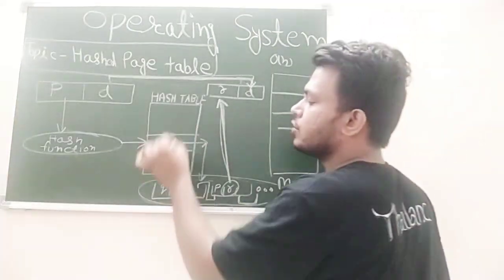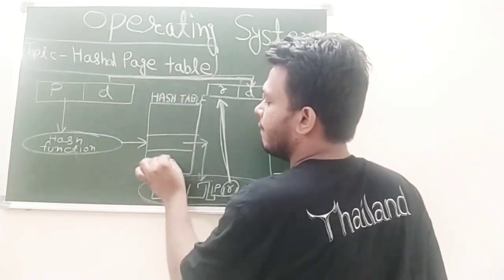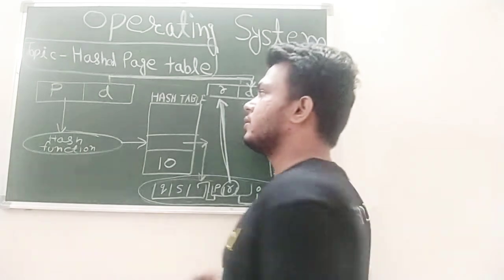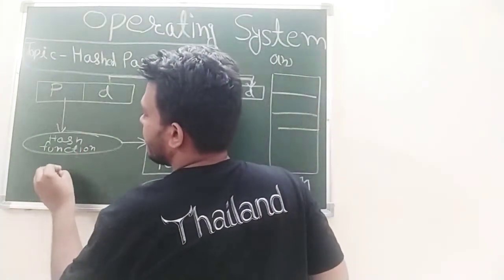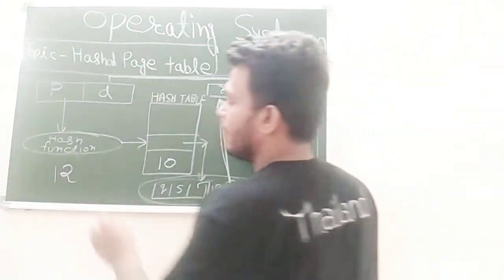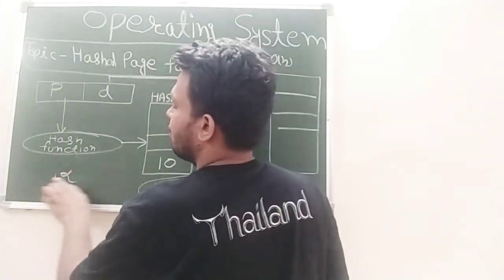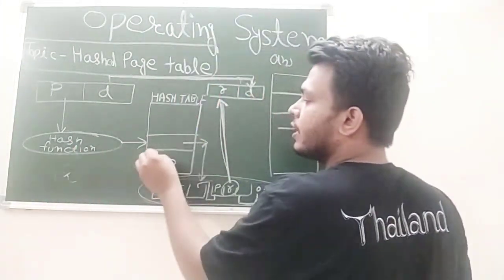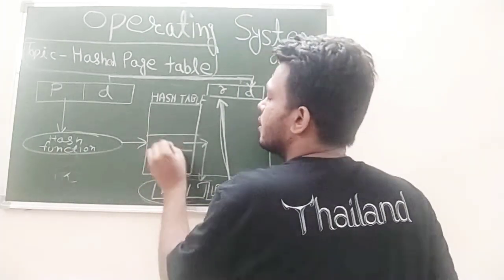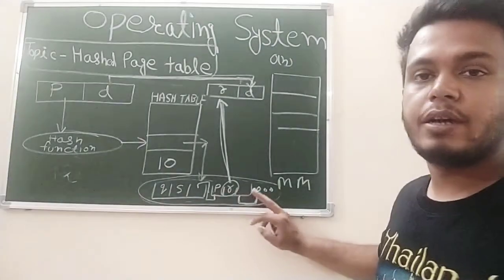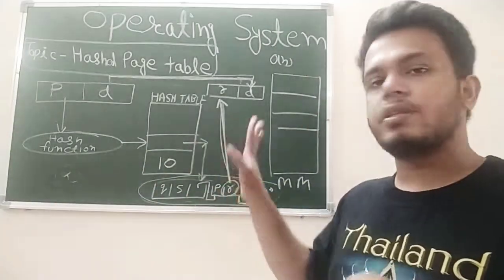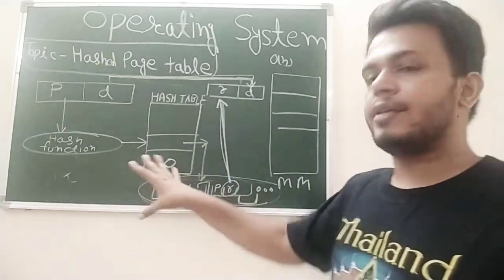Suppose the size of this page table I am taking as 10. Clear? So an address comes with a page number, say the page number is 12. What will be the modulo of 12 with respect to 10? 2. So it will store that data in the particular second section. Suppose this is 1, this is second. It will store it in that section if the address is 12. Although this is not exactly how it works, for simplicity I am doing this.